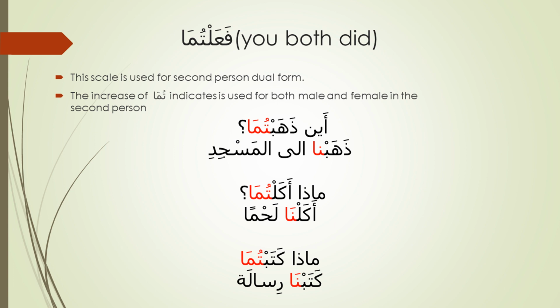Dhahaba. Okay? So dhahabtuma, on the scale fa'altuma. We've increased it by tuma. And the detached pronoun for fa'altuma, or the tuma, is antuma. If I say antuma, you two, that's a detached pronoun. Anta is singular, antuma is you two, and the plural is antum. So we have anta, antuma, antum. This comes in the book. I'll show you in the book soon.